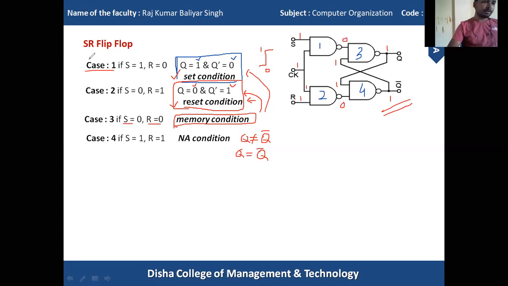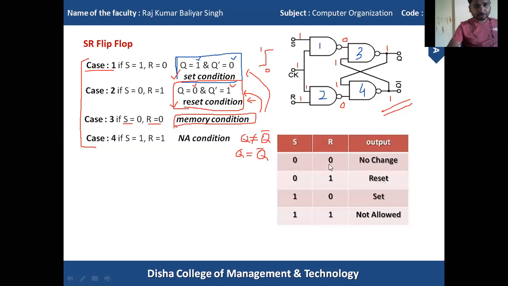So in SR flip-flop we have 4 different cases. These cases depend on the sequence of input, that can be 0 0, 0 1, 1 0 and 1 1. We see that when S equals 1 and R equals 0, we get the set condition. When S equals 0, R equals 1, we get the reset condition. So this is our final output. When S equals 0, R equals 0, we have no change. That can be called a memory condition or memory state.